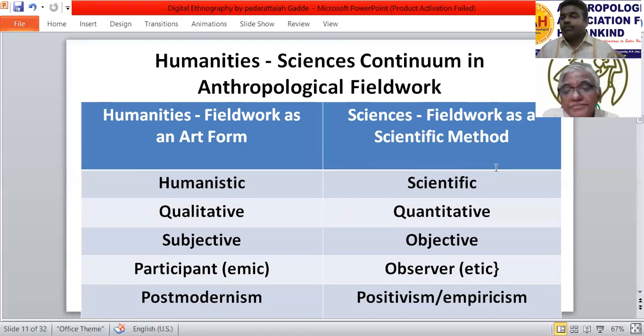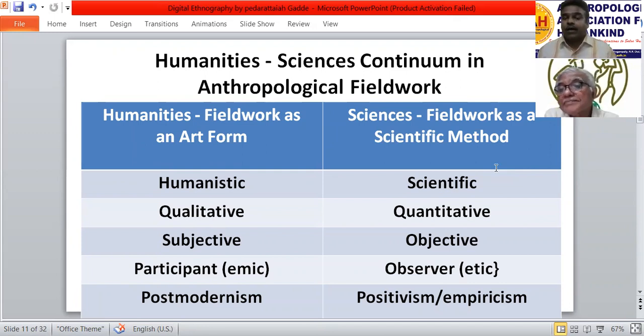So the humanist orientation in anthropology wants to improve the lives of humans. And the scientific orientation wants to apply scientific methods to study. So between the humanistic and the scientific, between the qualitative and the quantitative, subjective and objective, we participate in the lives of the people in the community to find out the insider's view, the emic view, as well as an observer from outside the culture. We try to bring objectivity. And also postmodern and positivist, empiricism.